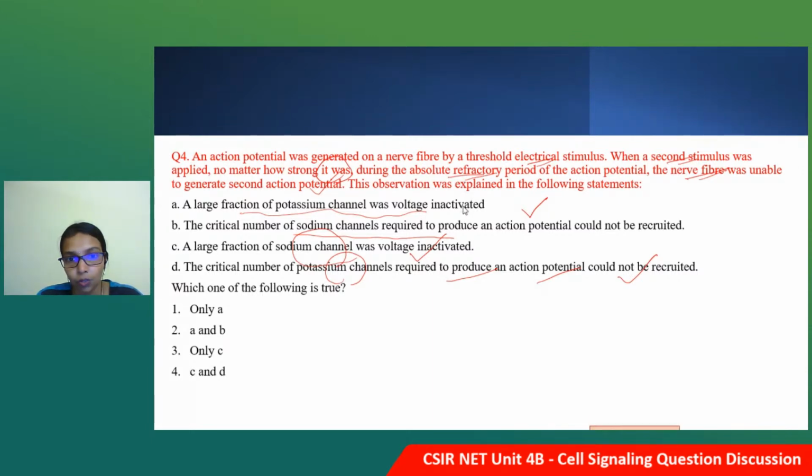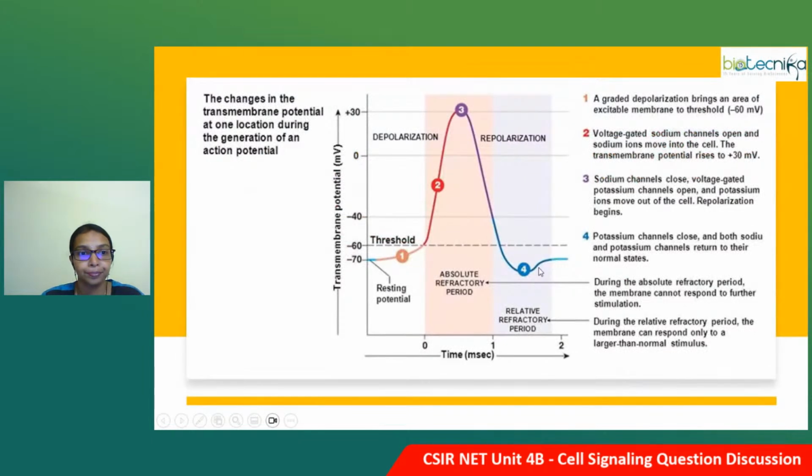See what the graph is over here. So the correct answer is C and D. I can see many of you have given the answer as 4, and you are absolutely correct. A large fraction of sodium channels was voltage inactivated, and the critical number of potassium channels required to produce an action potential could not be recruited because it is just in the starting event. Right? See the graph.